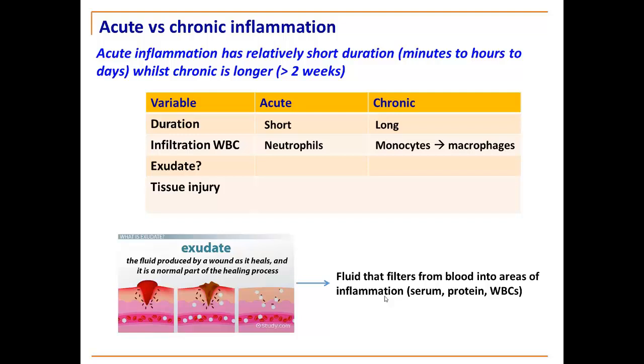Chronic inflammation is mainly monocytes, which are circulating in the blood, and then they become macrophages once they enter the tissue. Exudate in acute, yes, we do form an exudate. In chronic, generally no. Tissue injury in acute inflammation is usually mild and self-limiting, whereas chronic inflammation can lead to tissue destruction and scarring.